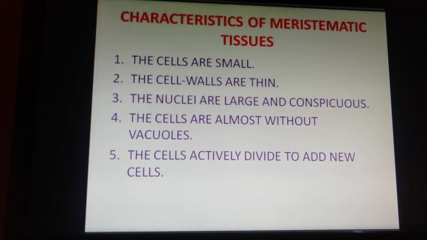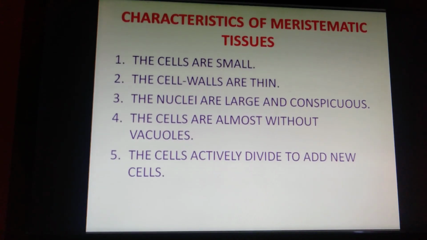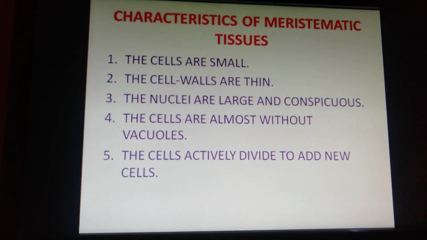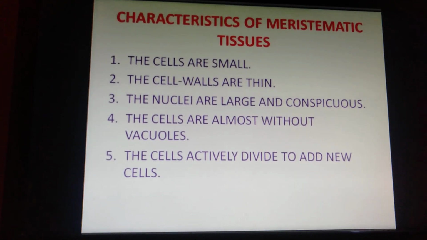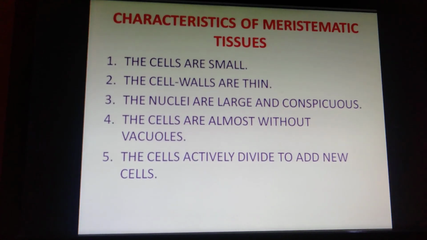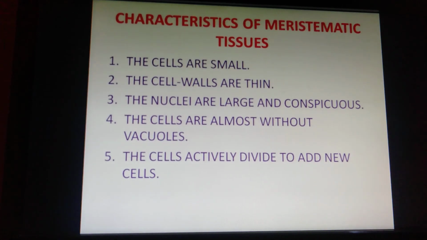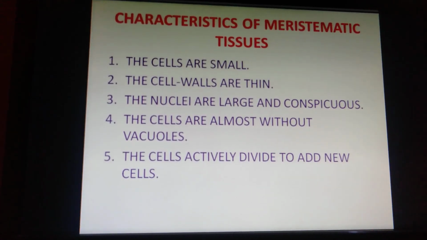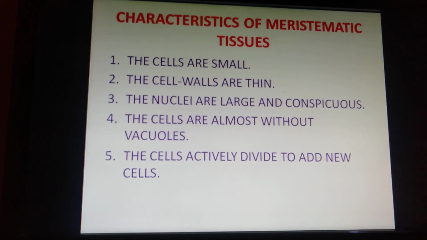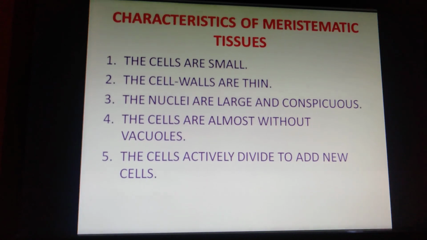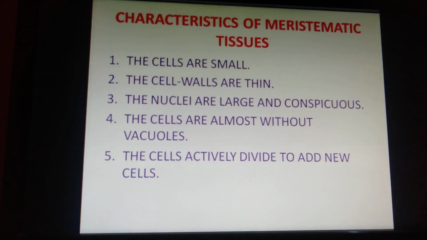Now let's see the characteristics of meristematic tissues. First one, the cells are small. Second one, the cell walls are thin. Third one, the nuclei are large and conspicuous. Fourth one, the cells are almost without vacuoles. Fifth, the cells actively divide to add new cells. These are 5 characteristics of meristematic tissues. You can learn at least 3 of them.